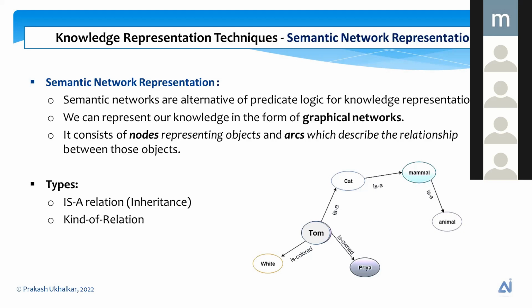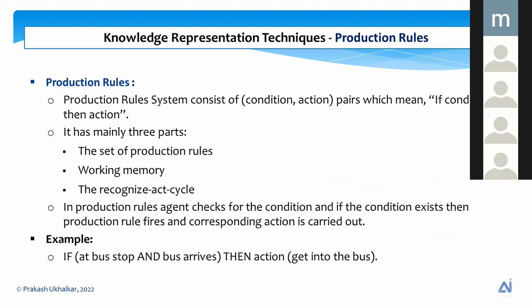So this type of representation technique can be used in a knowledge representation system. Then we have production rules. Production rules consist of condition-action pairs, which means if condition, then action. It has three important parts: the set of rules, working memory, and the recognize-act cycle.